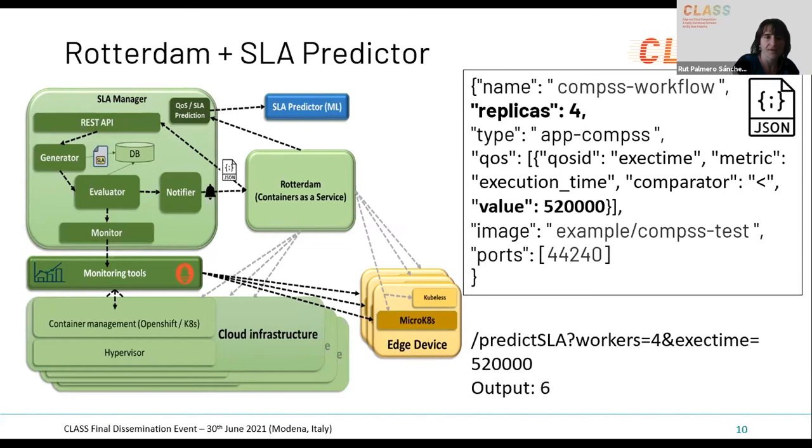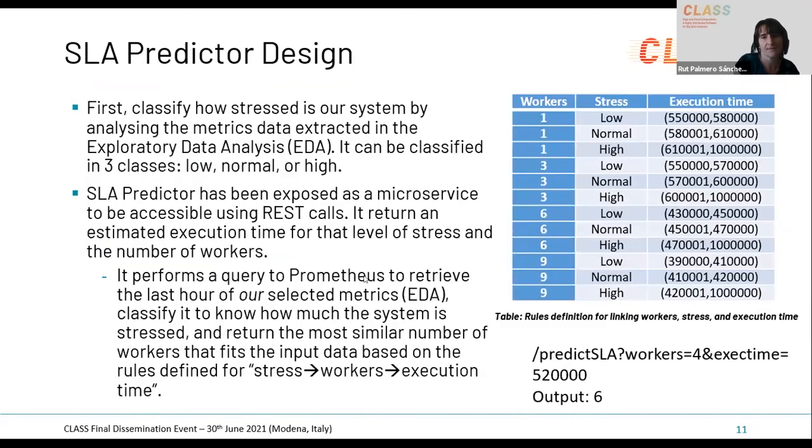So the SLA manager, when it receives the initial quality of service rules, the conditions, will ask the SLA predictor if this will be possible to be met. This is a machine learning model. And if not, it will give the actual number of replicas that is optimal for this execution and this execution time. And like that, we avoid having to scale from 4 to 6 replicas.